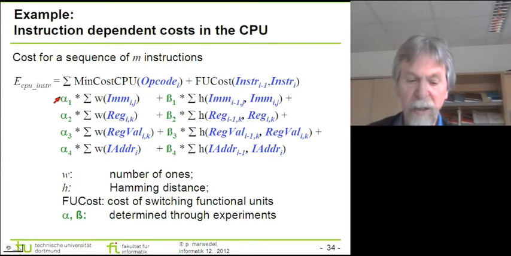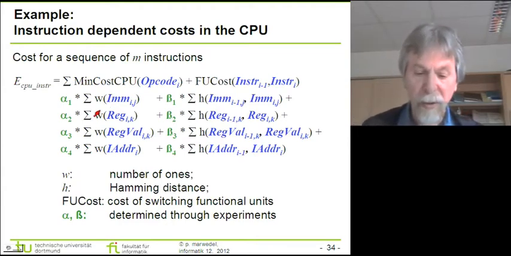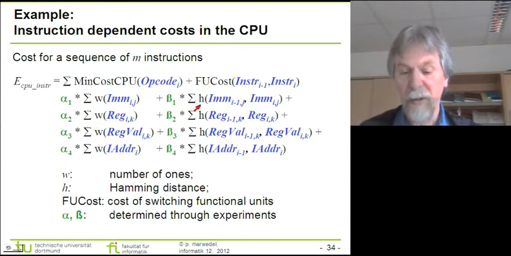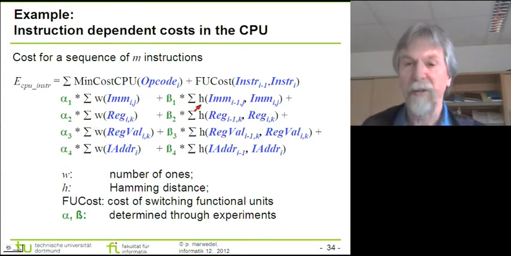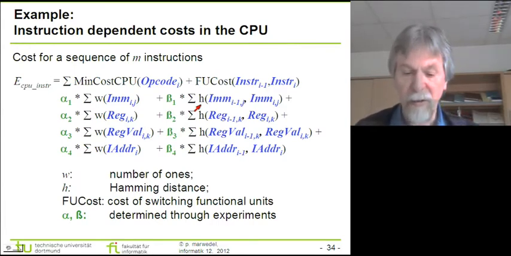Then there are contributions as a result of using certain immediate values there. W reflects the number of ones that we have in immediate values, and then also for the immediate values we were considering the Hamming distances between adjacent immediate values.